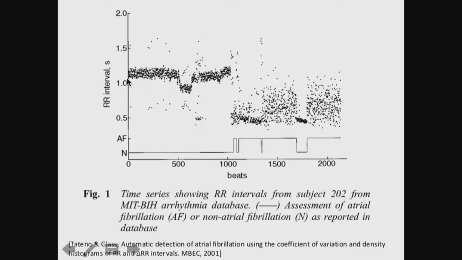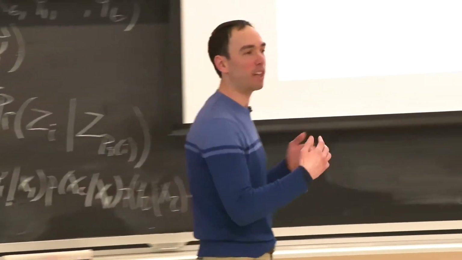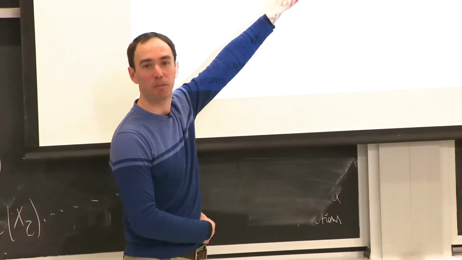And what you can see is that the RR interval actually gets you pretty far. You notice how it's pretty high up here. Suddenly it drops. The RR interval drops for a while, and that's when the patient has AF. Then it goes up again, then it drops again, and so on. So the relationship is not deterministic, but there's definitely a lot of signal just from that.